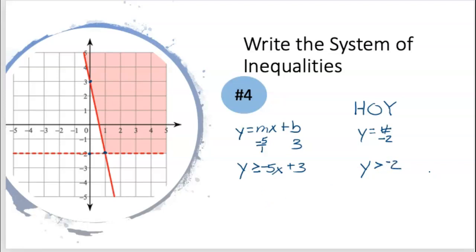So now I have two equations. We don't write them this way, though. We're going to write them right over the top of each other so that we can show that they belong together. So my system would be y is greater than or equal to negative 5x plus 3, and y is greater than negative 2. Let's take a look at another one.